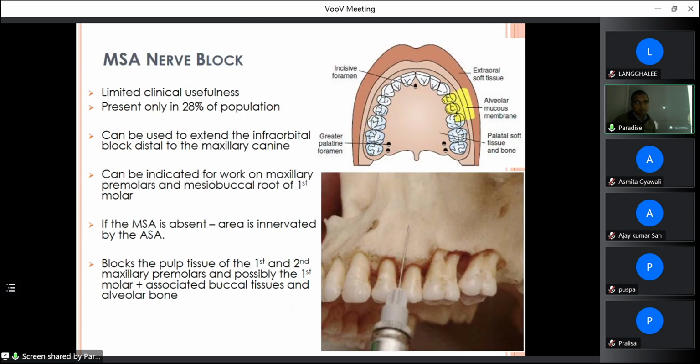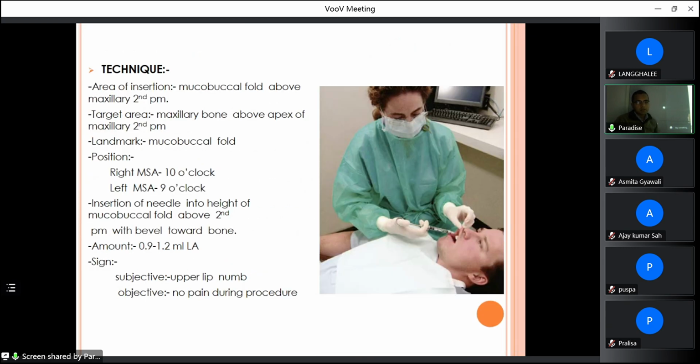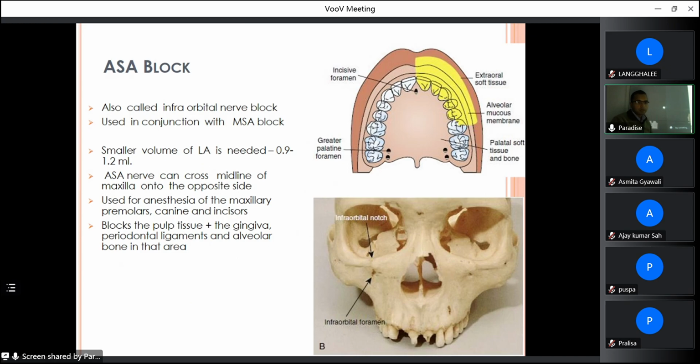Next is MSA, the middle superior alveolar nerve block. It supplies the two premolar teeth, their pulp, the buccal gingiva, as well as the mesiobuccal root of the first molar. MSA may not be present in all cases. If MSA is absent, then it is also supplied by the anterior superior alveolar nerve. If you want to block the MSA, you have to approach through the second premolar tooth. If you want to block the ASA, you have to approach the first premolar tooth.